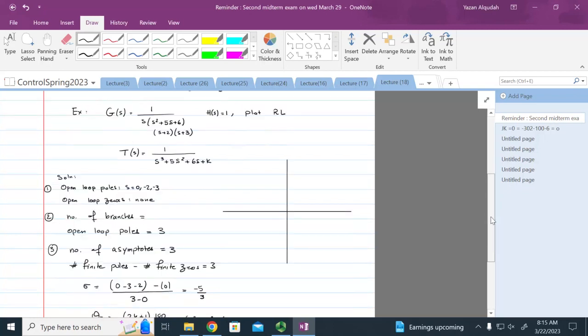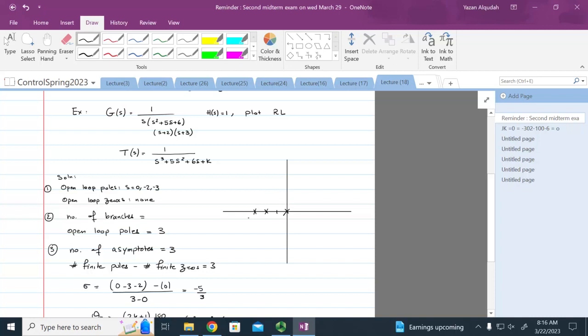Okay, so the first step, given that we have g of s and h of s, we calculated the closed loop transfer function. We're going to look at the g of s multiplied by h of s. We have open loop poles that are at 0, -2, and -3, and we have no zeros. So therefore, we're going to go to the S-plane, and we're going to label our poles that are at 0, at -2, and at -3.